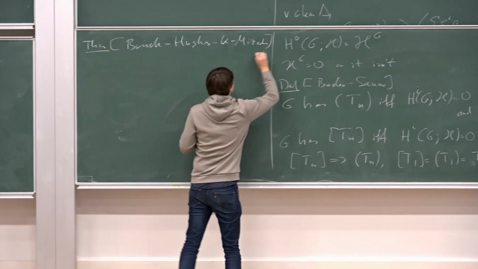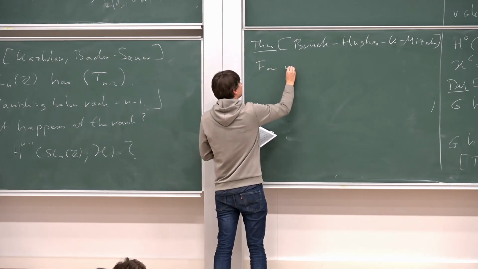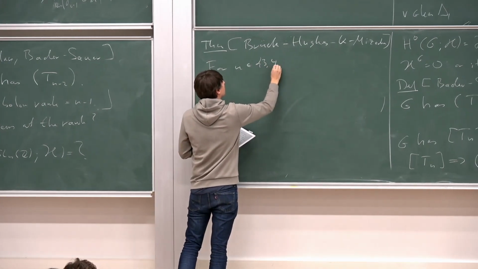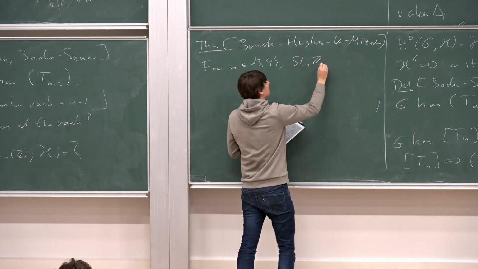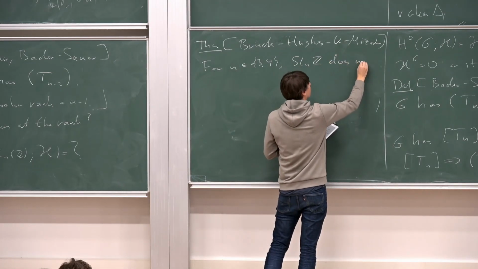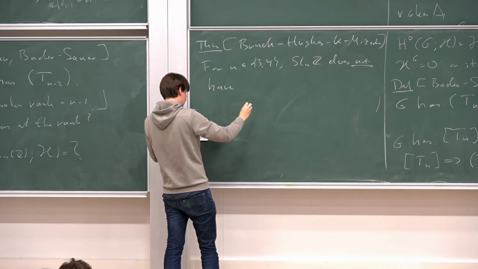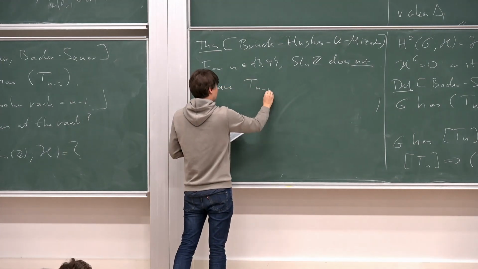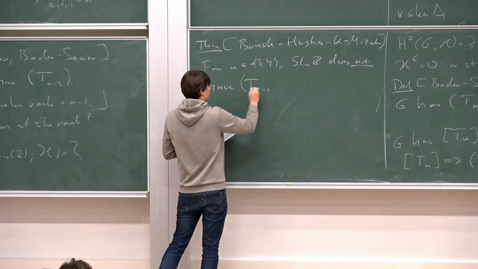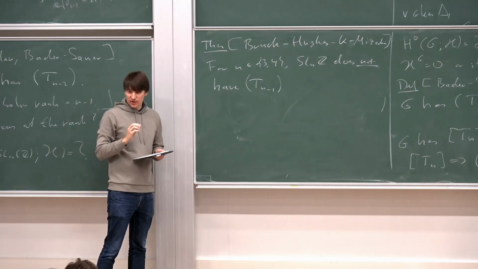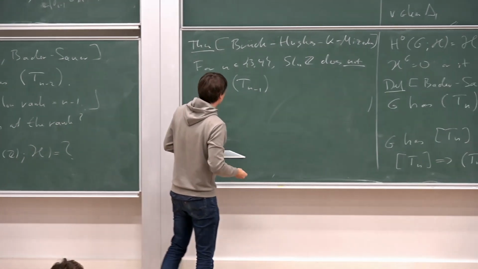And it turns out that for small values of n, SL_n(Z) does not have this property T_{n-1}. It doesn't have the weaker property, which is the stronger statement, right? That's right. Okay. So it could have never worked because it just wasn't true.